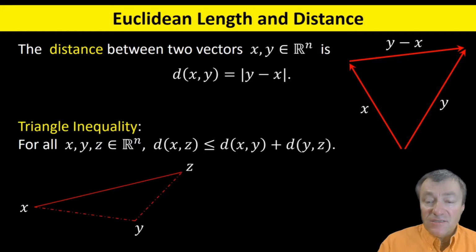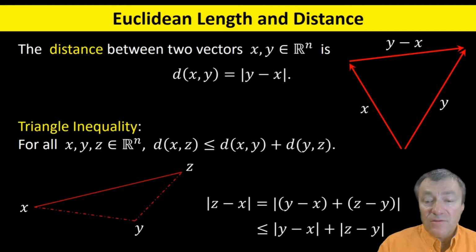So this is another form of the triangle inequality equivalent to the first, but perhaps with a slightly different emphasis, because now I'm interpreting x, y, and z as points rather than arrows. But here is the proof of this form of the triangle inequality.